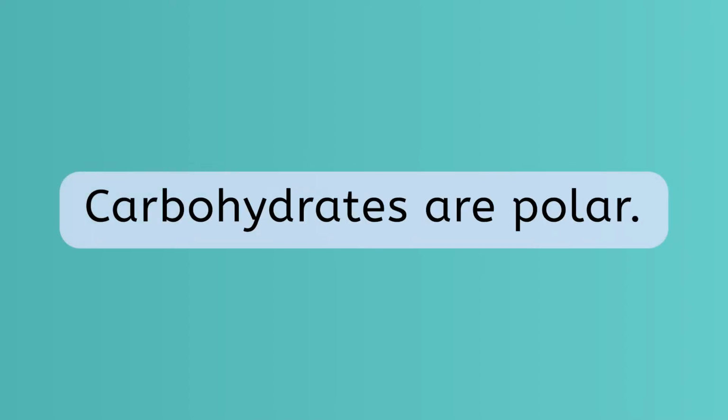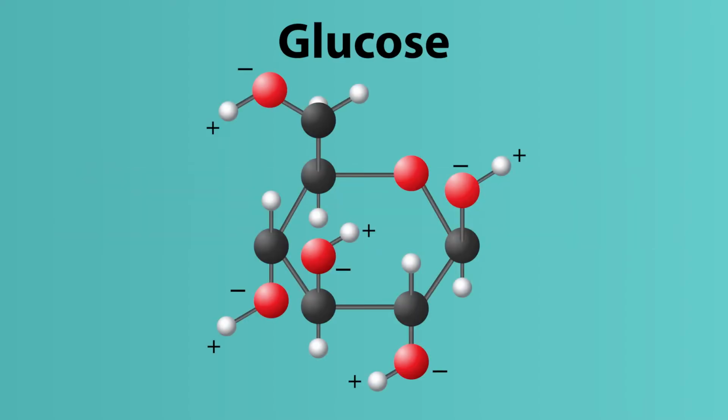We saw that carbohydrates are polar molecules because they have lots of oxygen-hydrogen bonds which create charged regions around the molecule. This polarity allows carbohydrates, particularly the small simple sugars, to dissolve in polar substances like water. The ability for sugars to dissolve in water is very important to their functioning in the body.